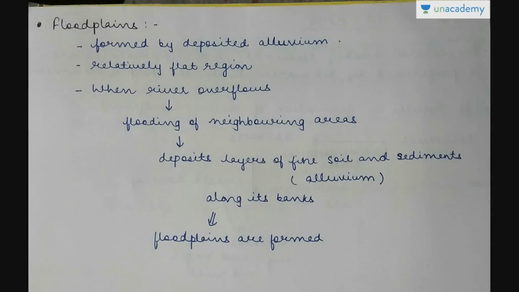Now, floodplains. So how are they formed? These floodplains are formed by the deposited alluvium. Alluvium is basically the soil or other sediments like sand and silt. So they are formed by the deposited alluvium, and they are a relatively flat region. When the river overflows, what happens? It floods the neighboring areas, and when they get flooded, the river deposits layers of fine soil or sediments, known as alluvium, along its banks. Hence the floodplains are formed in the flat region.